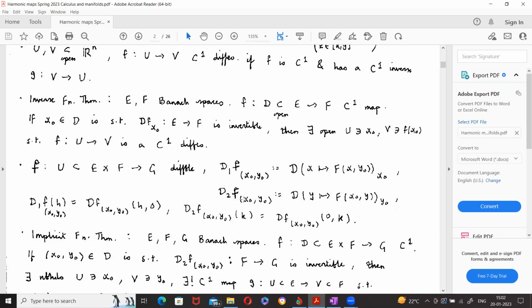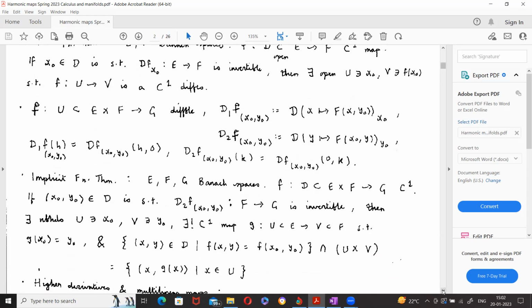If f is differentiable, this map will also be differentiable, and its derivative at x0 is the first partial derivative. Similarly, you can define the second partial derivative. That will be a linear map from F to G, which you get by fixing x0 and taking the derivative of the map y goes to f(x0, y). And these partial derivatives are given in terms of the full derivative. So d1f of a vector h in E is equal to Df of (h, 0). And similarly, d2f of a vector k in F is equal to Df of (0, k).